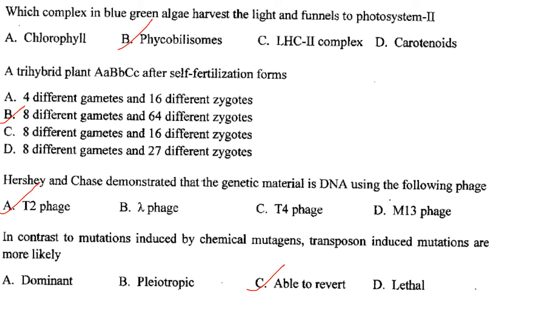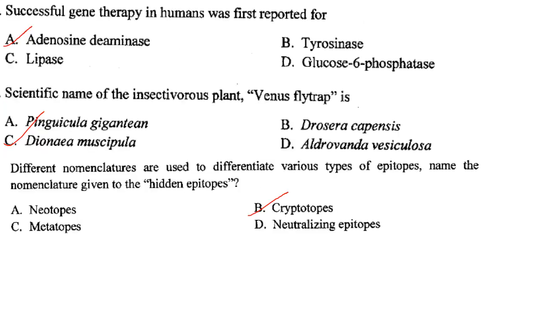And a transposable element can even sometimes revert the mutations. So in contrast to mutations induced by chemical mutagens, transposon-induced mutations are more likely able to revert. Answer is option C. Then successful gene therapy in humans was first reported for adenosine deaminase.